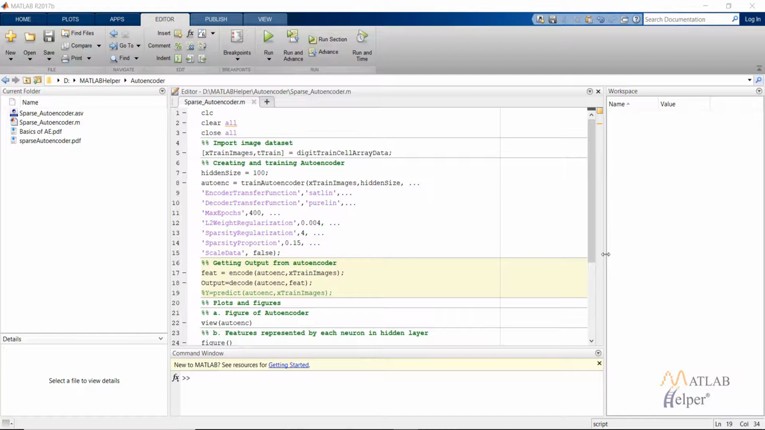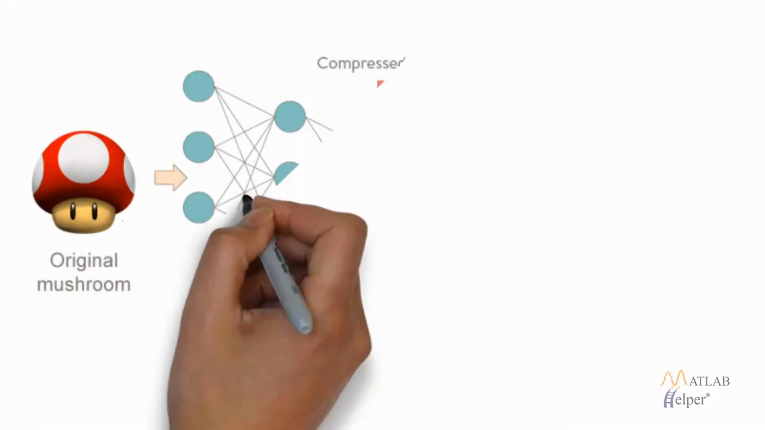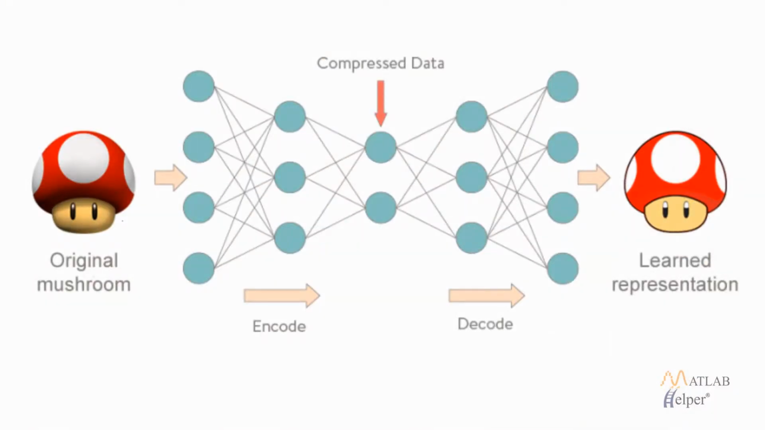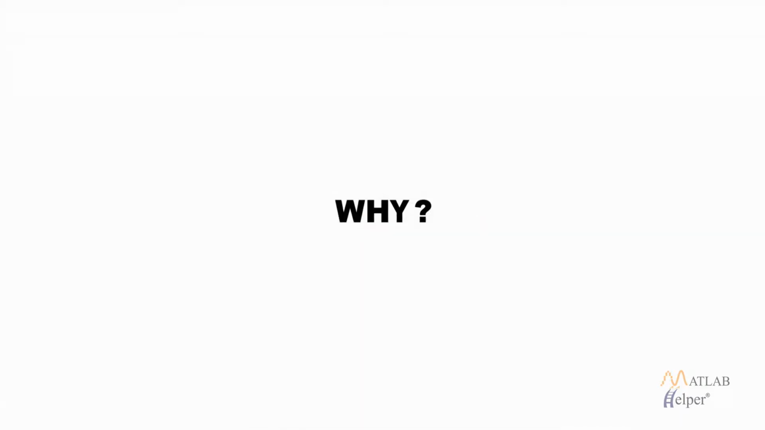Hello everyone. In this video tutorial, we are going to look into the autoencoder neural network in MATLAB. So before going into this code, let's look briefly at what an autoencoder is. Autoencoders are a family of neural networks for which the input is the same as the output. So you may ask why we are using a neural network that has output the same as the input.